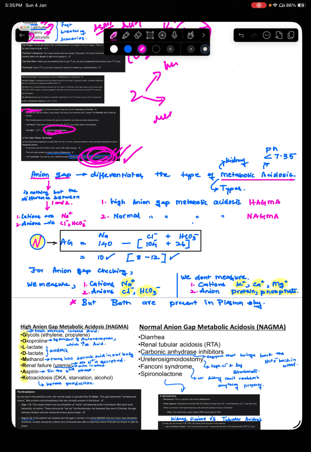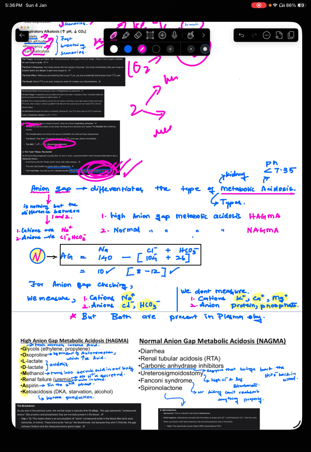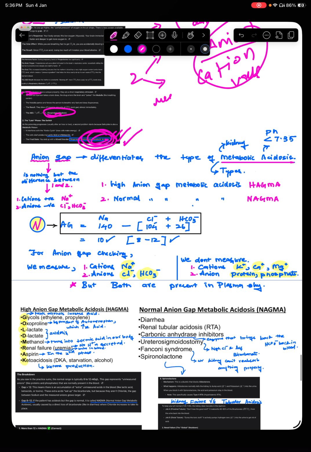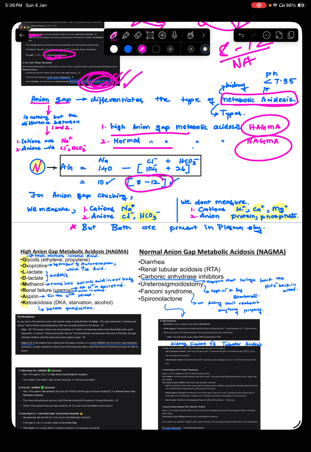Then comes the anion gap, guys. What do you know about this anion gap? Basically, we subtract the total anion values from the cation values. This is called the anion gap. It is done to check what type of metabolic acidosis it is: high anion gap metabolic acidosis, or normal anion gap metabolic acidosis. 8 to 12 is the normal range. If it is 8 to 12, it is NAGMA, a normal anion gap metabolic acidosis. And if it is more than 12, then it is high anion gap metabolic acidosis.